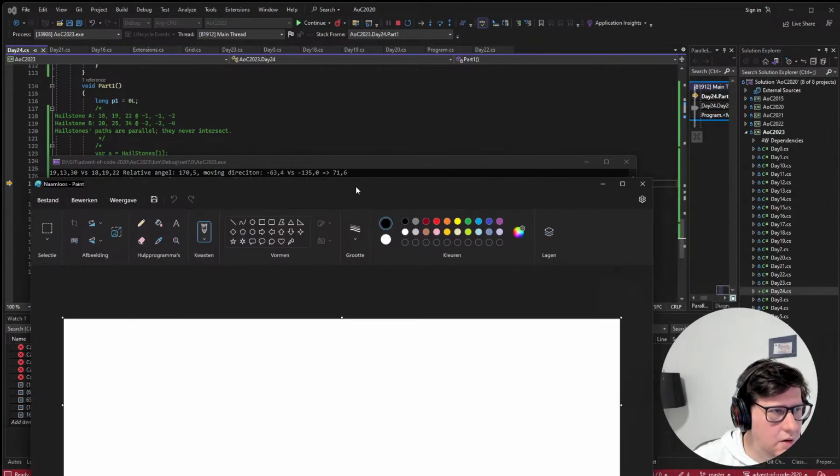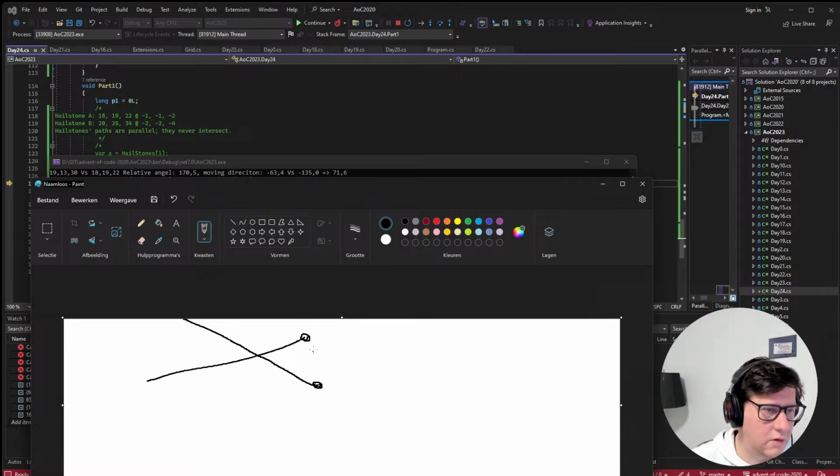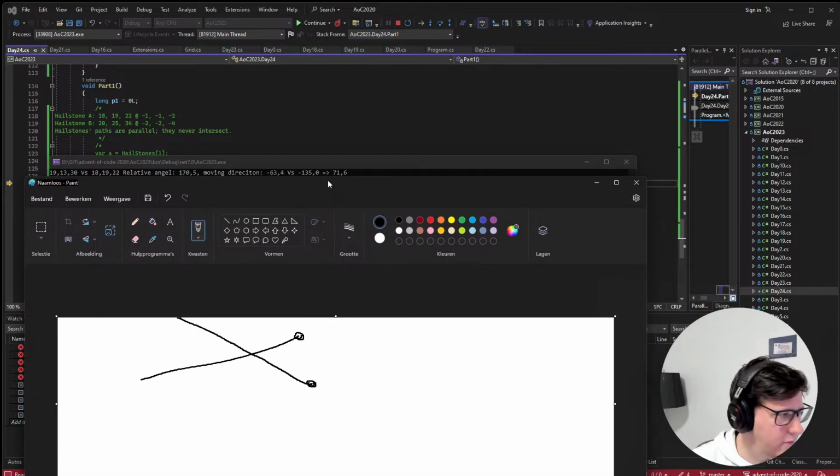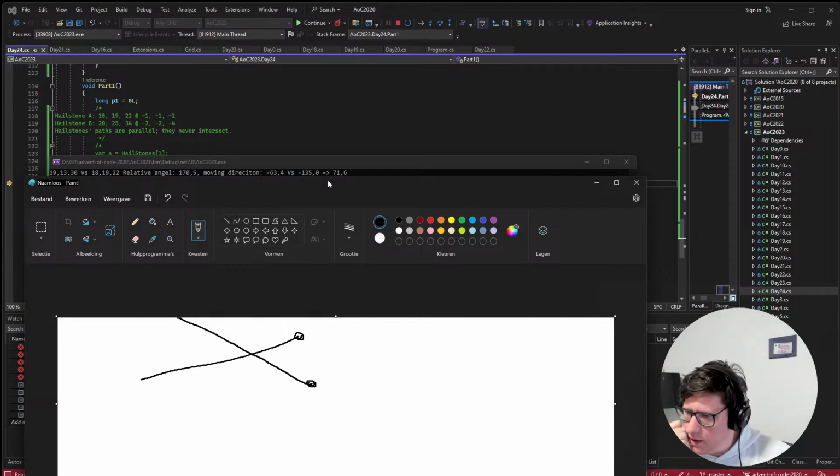Let's say I have 19, 13, so that would be here, and I have 18, 19, so that one would be here. Then this one goes into this angle, basically, and this one goes something like this, right? This is all that I need to know. But how can I determine this in every direction to make sure that I calculate it properly? Let's see.